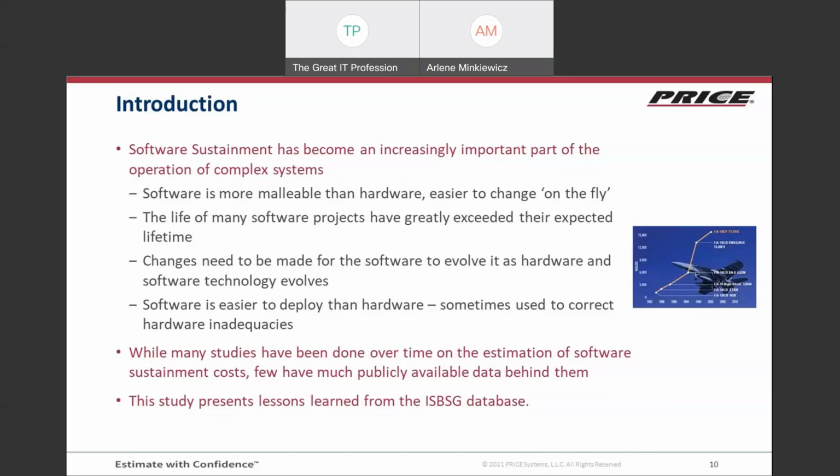And also, changes sometimes need to be made to software as the hardware evolves or as the software technology evolves. And as I mentioned, software is easier to deploy than hardware. So sometimes if there's a problem with the tank, rather than bringing in all the tanks and fixing them, or aircraft or whatever, we find software solutions to work around the hardware problems. And lots of studies have been done over time on the estimation of software sustainment costs, but I have not found many that were based on publicly available data.